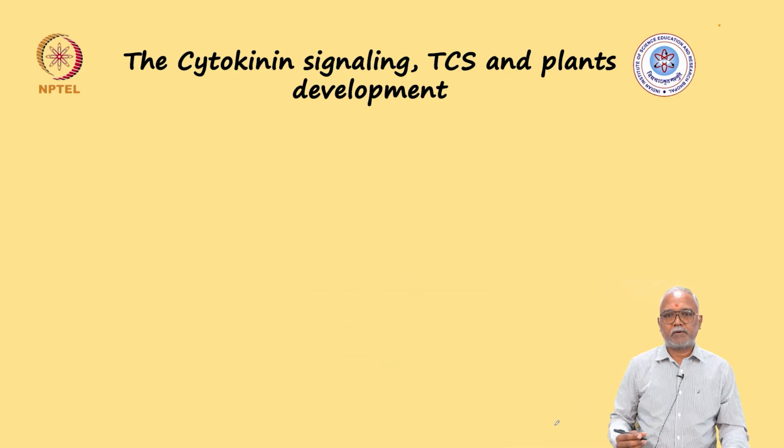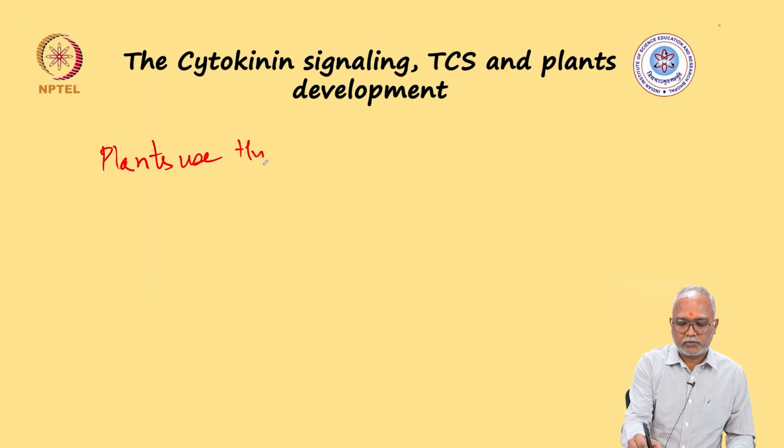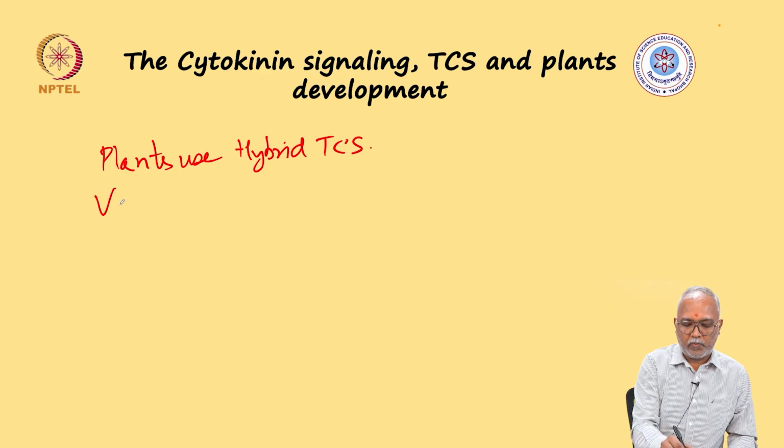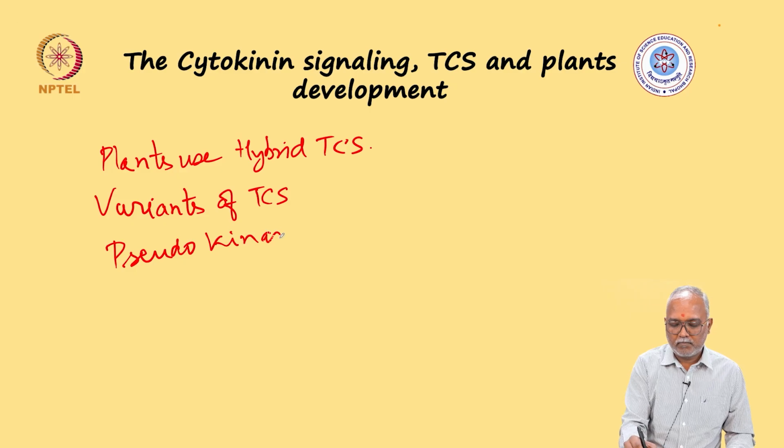If you recollect some of the things which we discussed in the previous class, the idea was that normally plants use hybrid two-component system, if I say TCS. You also notice that there are variants of two-component system in the sense that they were pseudo kinase and pseudo response regulator.